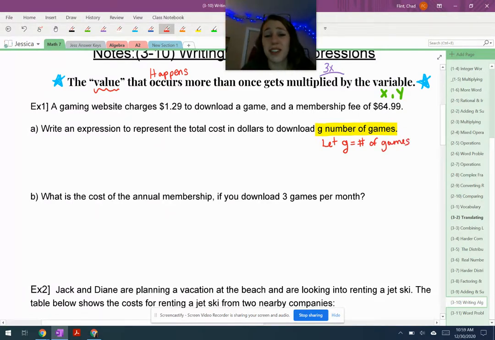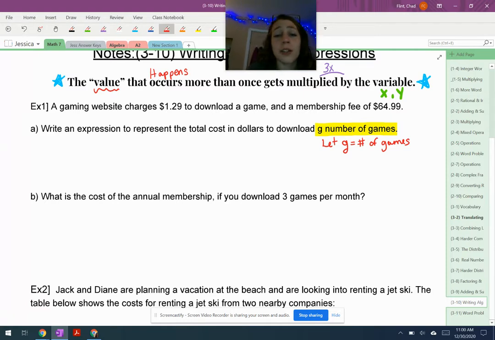So when we're using the variable, first off, they're telling us to use the variable G, and it's telling us that when we use G, we're talking about the number of games. The reason we're using a variable is because the number of games can vary. You can download maybe 1 game, maybe 2 games, maybe 100 games. And how much you're going to pay for all that depends on the number of games, which can vary.